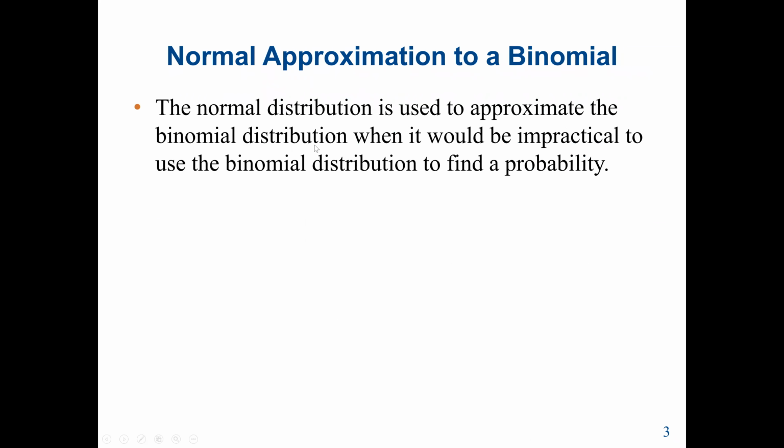So the normal distribution is used to approximate the binomial distribution when it is impractical to use the binomial distribution to find a probability. Again, the key phrase here is when it is impractical.